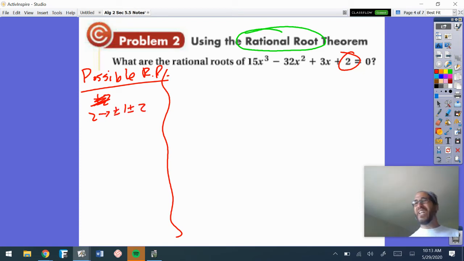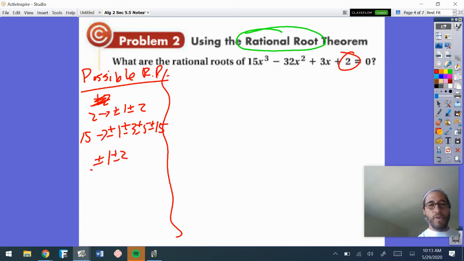But look at this stuff. Now I got a 15. Well, there's a lot of ways to get 15, right? You got plus or minus 1, you got plus or minus 15. I'm writing it over there because I want to go in order, because I know there's also a 3 times a 5. So now I got to do a plus or minus 1, a plus or minus 2 all over a plus or minus 1, plus or minus 3, plus or minus 5, plus or minus 15.